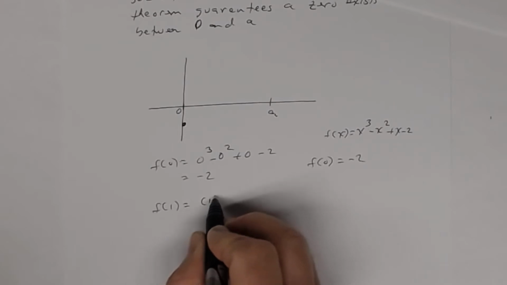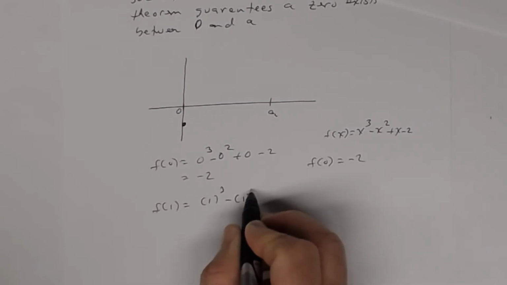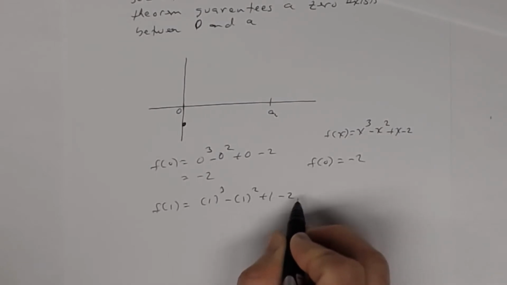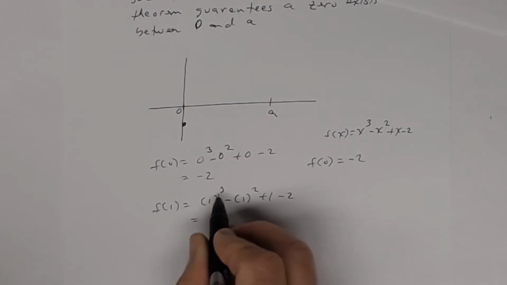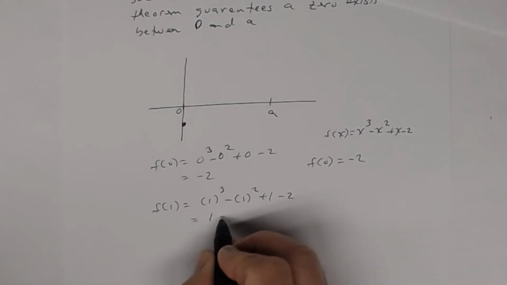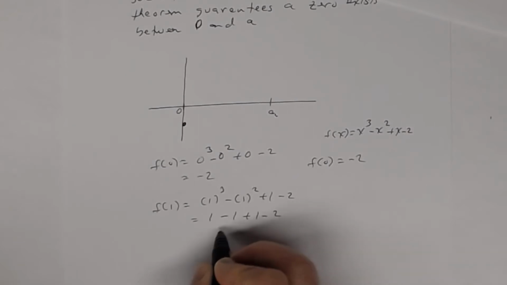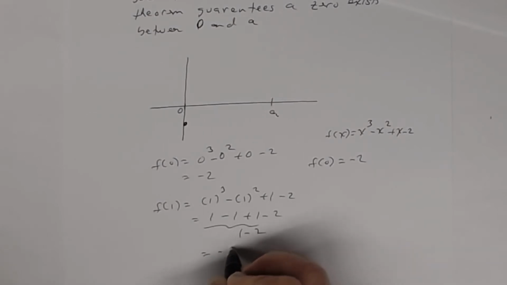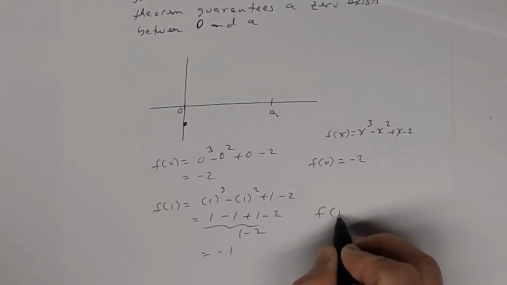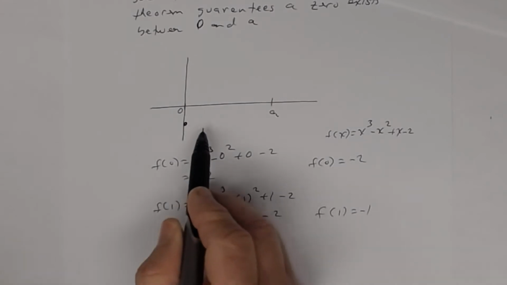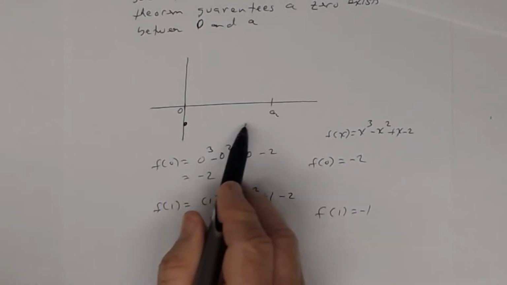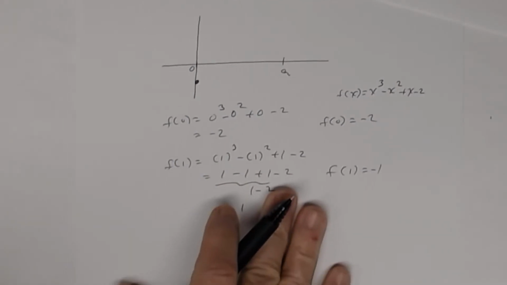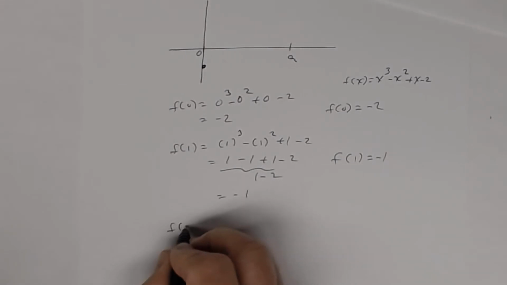So f of 1 is 1 cubed minus 1 squared plus 1 minus 2. 1 cubed is 1, 1 squared is 1, plus 1 minus 2. 1 minus 1 is 0, 0 plus 1 is 1, and 1 minus 2 is negative 1. So I found f of 1 to be negative 1. So a is not 1. So now I go to the next integer. The next integer is 2.